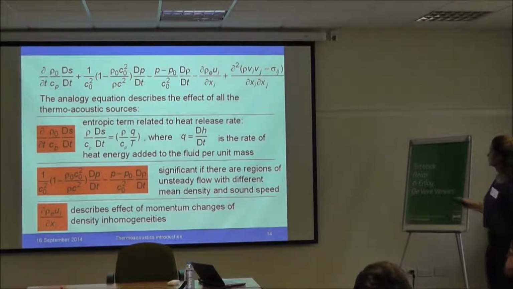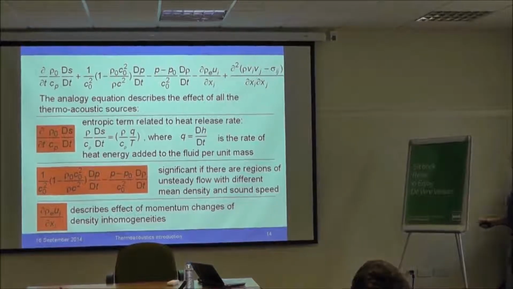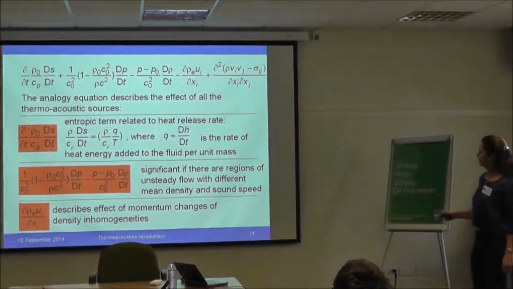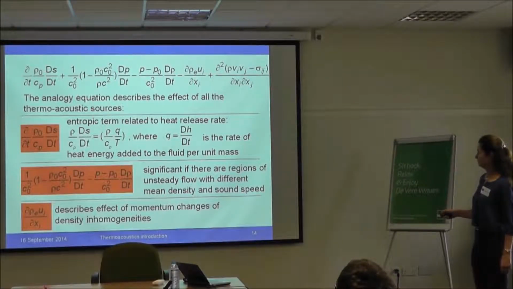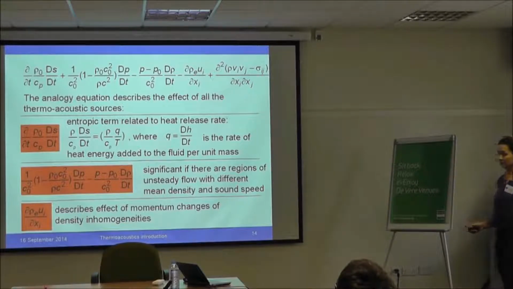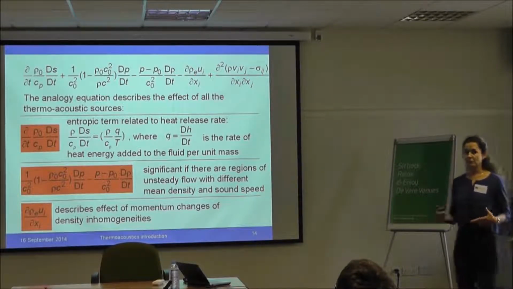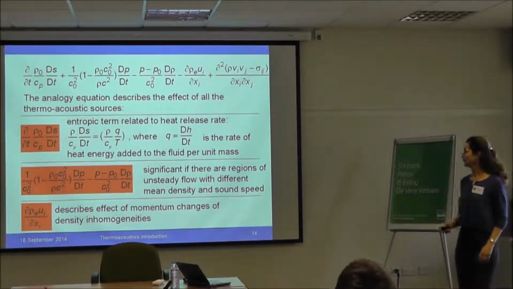So here's that source term again that we just saw on the previous slide, and this term is the entropic term. It's related to the heat release rate. By using this relationship, relating the change in entropy to the heat added, we can see that this is directly related to the heat release. So that is, from a thermoacoustics point of view, a very important term, because it's the primary source term when you add heat.